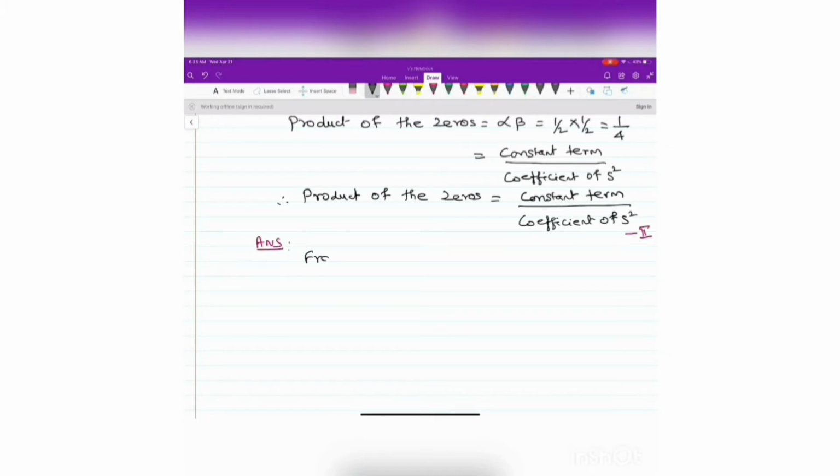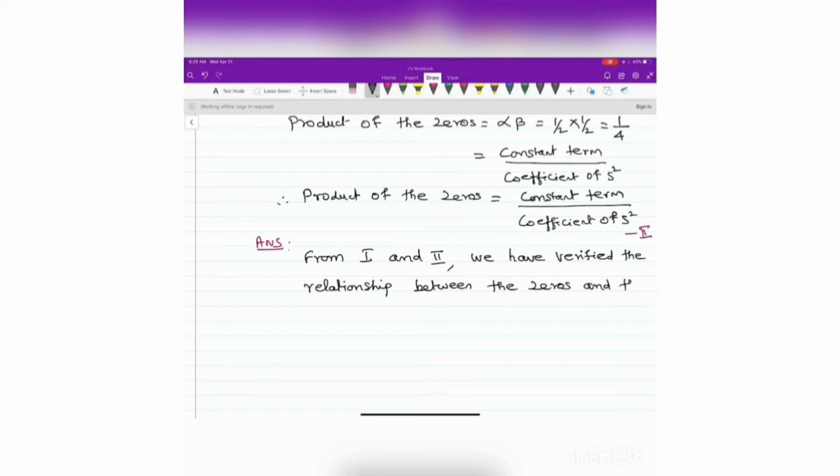From 1 and 2, we have verified the relationship between the zeros and the coefficients of the given polynomial 4s square minus 4s plus 1.